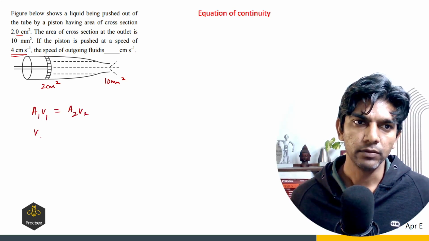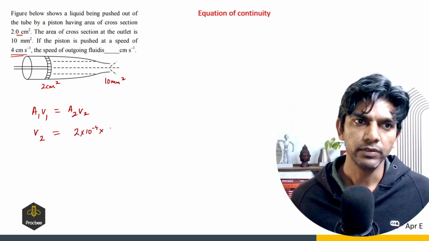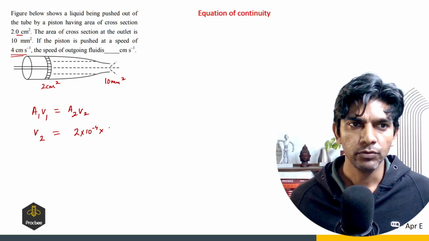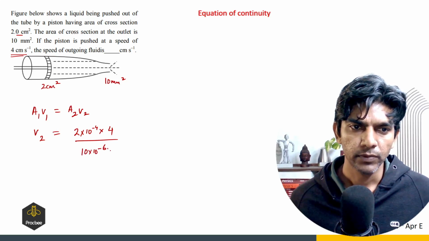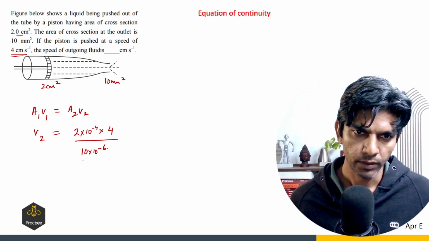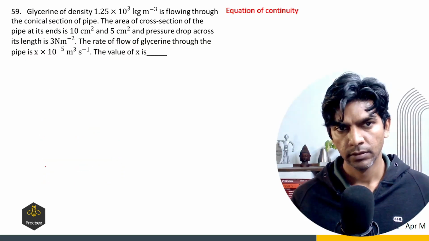So A1 V1, where V1 is the velocity, is equal to A2 V2. So we have to find V2. A1 is 2 into 10 raised to power minus 4, V1 is given as 4 centimeters per second, divided by A2, which is given as 10 into 10 raised to power minus 6. So from this we are getting 80, right? 80 centimeters per second. So that is the answer.